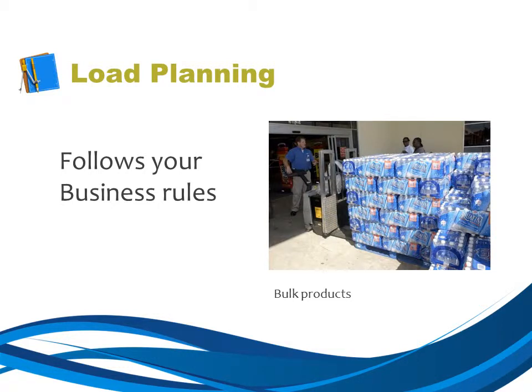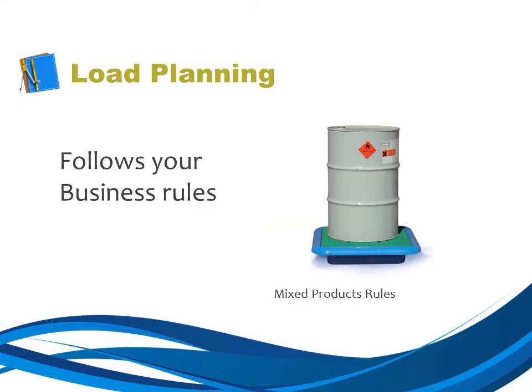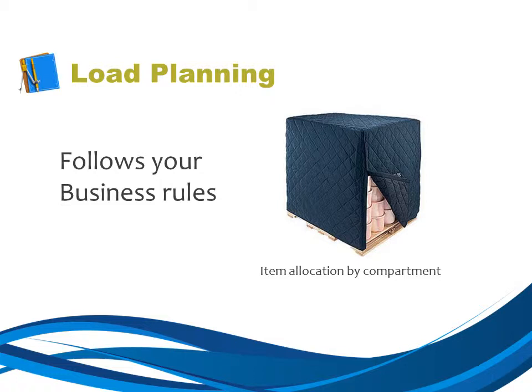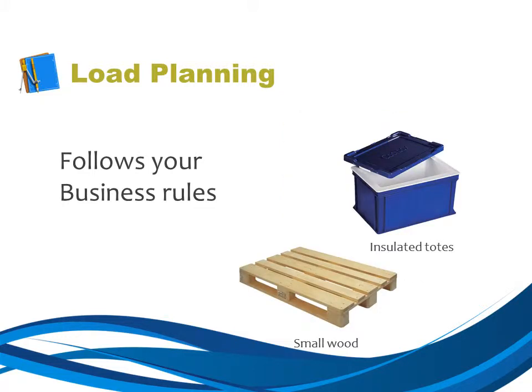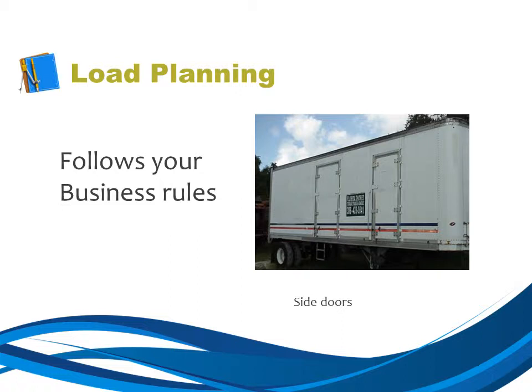Syntelic dynamic load planning follows your business rules. For example, what products are loaded in bulk and under what conditions? What products can be mixed together? For example, chemicals can't be mixed with food. What items should be allocated to each compartment? Syntelic can handle any exceptions. For instance, the first stop's frozen goods go on the tail, wrapped in a blanket, for quick delivery on the loading dock. Are there special considerations for delivery locations, such as small wood pallets, totes, or containers? Will deliveries be made out of side doors?